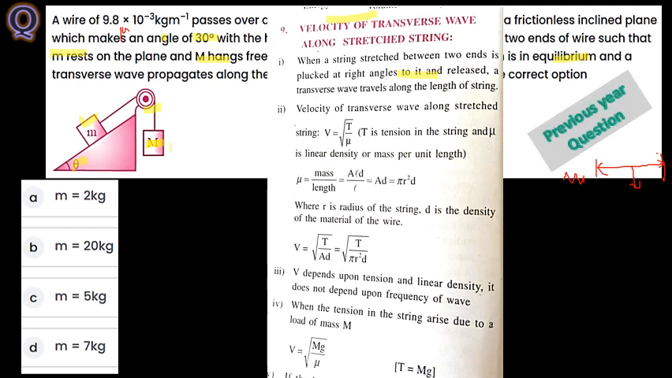Now see here, in this case what they have given is velocity, which you can find with the help of V is equal to square root of T divided by mu, where T is the tension and mu is the linear density. That's what I have mentioned here, mass per unit length. In case of mass per unit length, you can use this formula. Volume is area into length, and volume divided by length, the length will cancel, so that A into d only will be there. This is about mass per length.